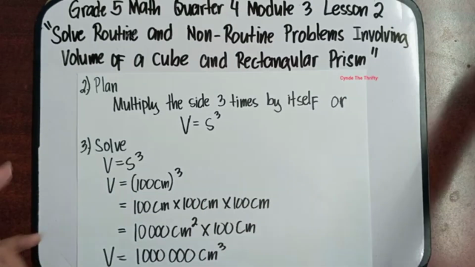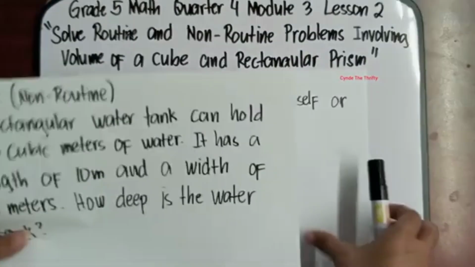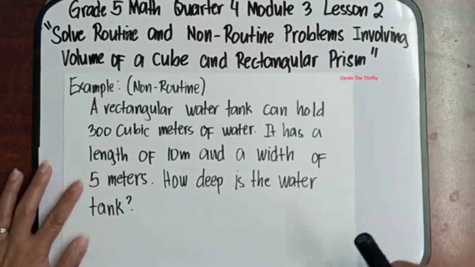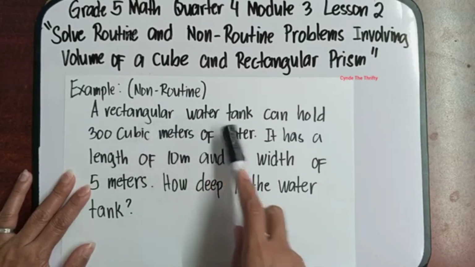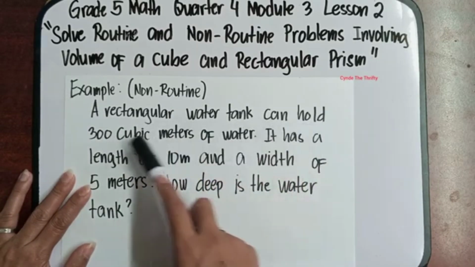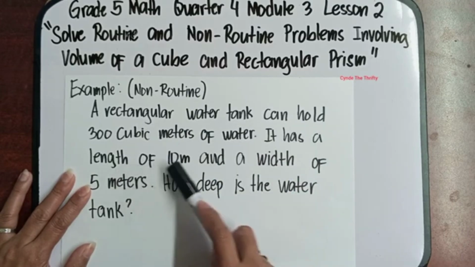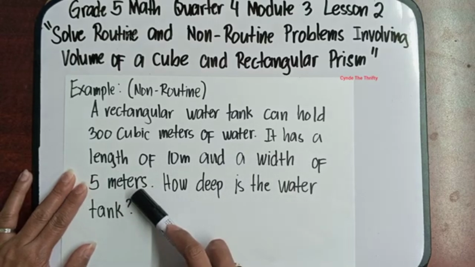Ngayon naman, ang gagawin natin is a non-routine problem. So, medyo challenging ang ating non-routine problem. Okay, so meron tayong example dito. Example of a non-routine problem. A rectangular water tank can hold 300 cubic meters of water. It has a length of 10 meters and a width of 5 meters. How deep is the water tank?